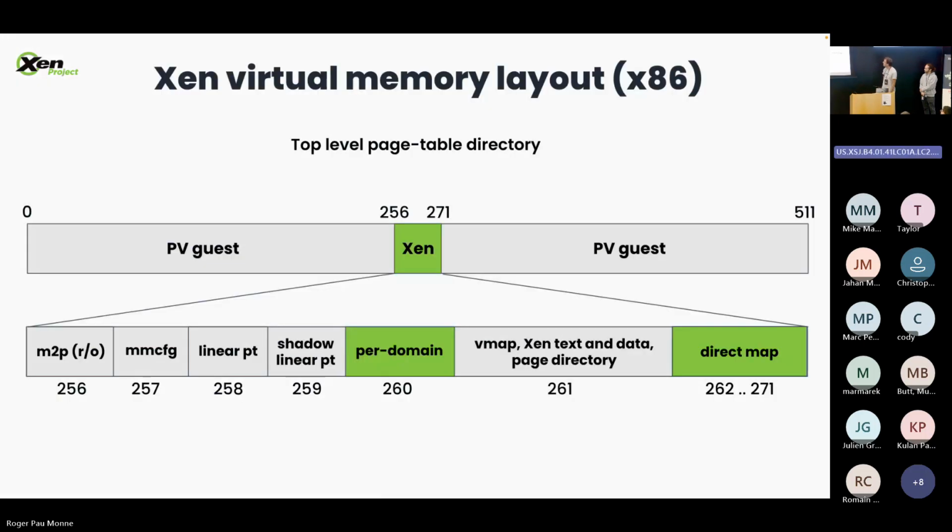Now I would like to speak a bit about the virtual memory map in Xen. This is specific to x86. I think it's different on ARM, but I'm not going to speak about ARM because I don't know. So I'm just going to focus on the x86 one.